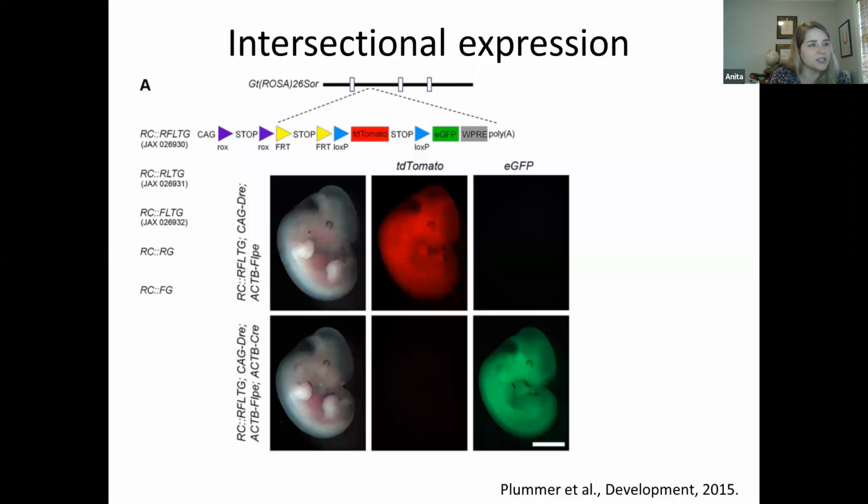You can have intersectional expression where if both promoters are active, you can have your gene of interest off, you can have your gene on, you could have your gene swapped for a mutated copy. You can do all kinds of things. So this is just to give you an introduction to all the different things that you might be able to do. And I couldn't get a very good schematic for all the types of things that are being done.